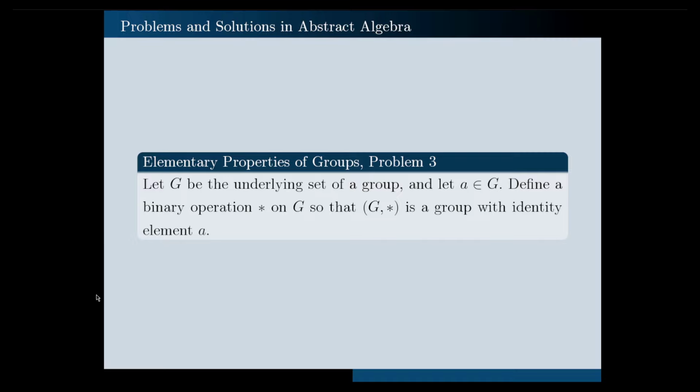Hello, in this video I'm going to solve this problem for you on the topic of elementary properties of groups. Let G be the underlying set of a group and let A belong to G. Define a binary operation star on G so that G with star is a group with identity element A.